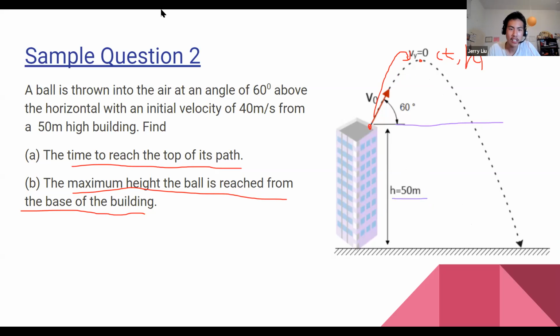Now, if you guys have any answers or you want to work it out, I'll give you a few minutes. And if you're done early, you can put the answers in the chat.